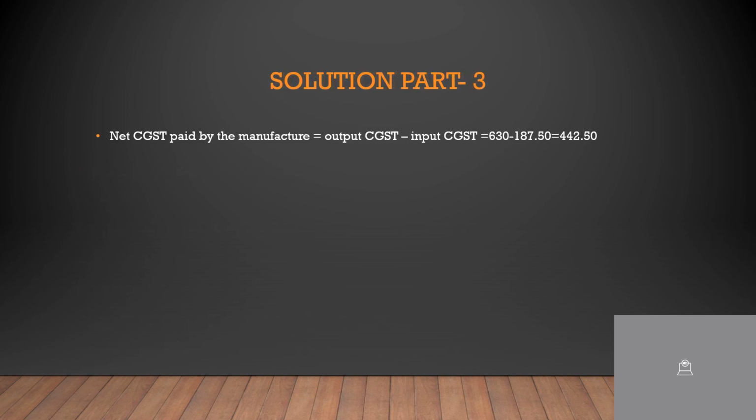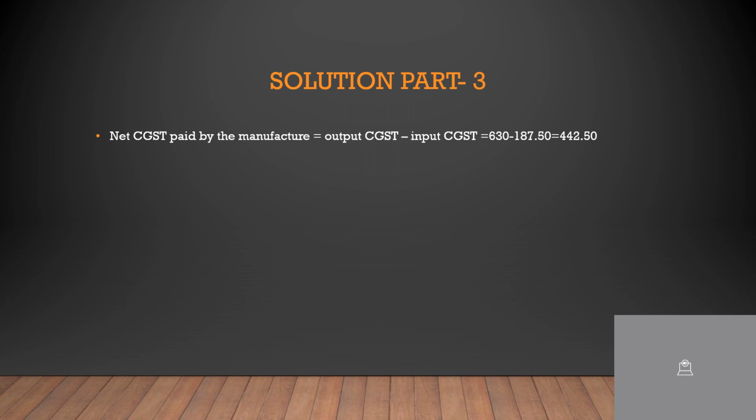Next, go to the third part of the question. The third part of the question is the tax under GST paid by the manufacturer to the central and the state government. So how are you going to do it? See, the net CGST paid by the manufacturer will be output CGST minus input CGST, which is equal to 630 minus 187.50, which is equal to 442.50.